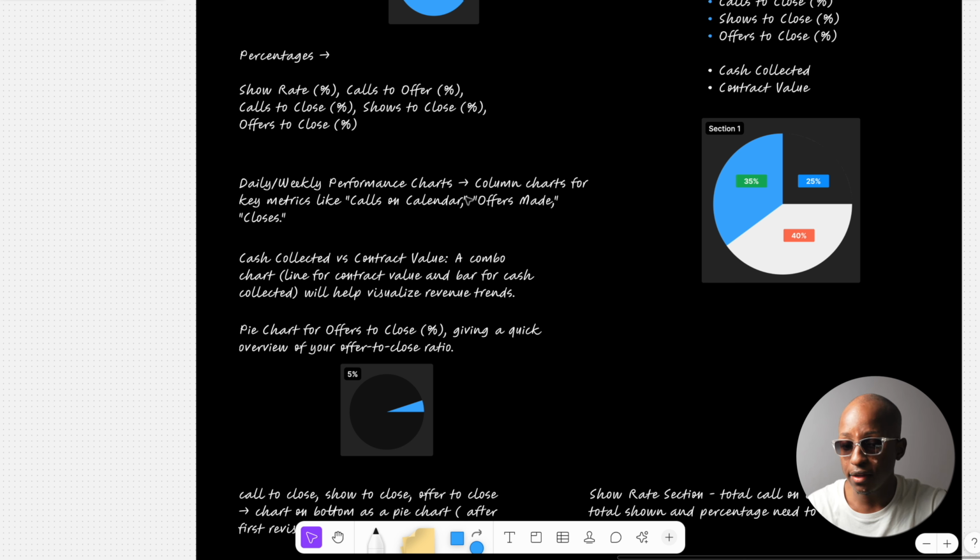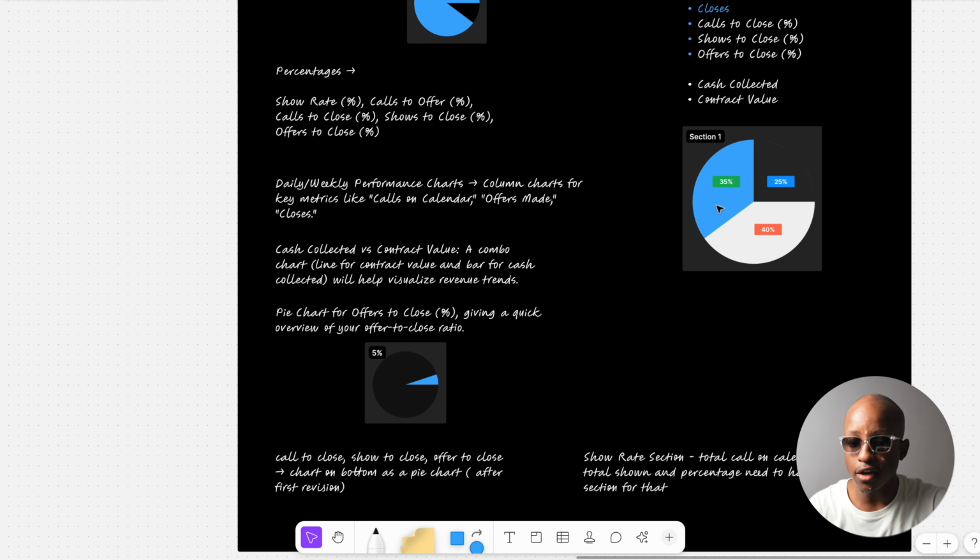Which we can then plug in, having these KPIs, because one of the most important things for businesses is understanding that you have your key metrics, how people are performing against those KPIs, and making sure that everyone is staying above KPIs. If you're not, you're causing a lot of friction points. That means we're using a column chart for key metrics, for example calls on calendar, offers made, and closes.